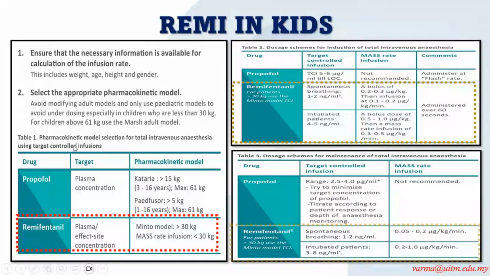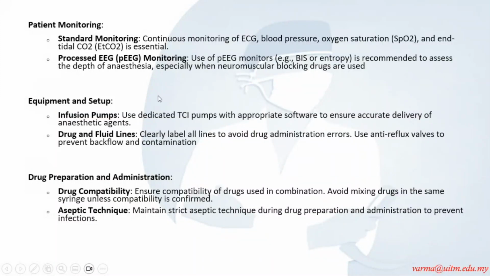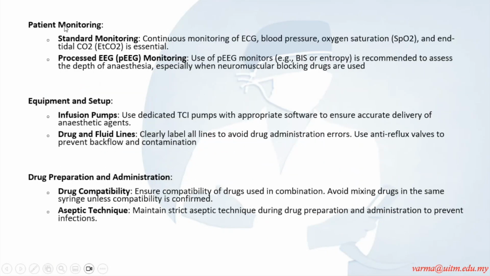Okay. What I wanted to show you is safety consideration and monitoring requirements for TIVA. This is for practical and also can come out in your SAQ as a very short note just for complement's sake, but this is more into final. Again, I just want to show you a simple answer. If they ask you, can you list down a few safety considerations, monitoring, talk about patient monitoring. So you need to have a standard monitoring and you have to have a processed EEG monitoring, which is BIS or entropy, to measure the depth of anesthesia as how you use MAC for inhalation anesthesia.